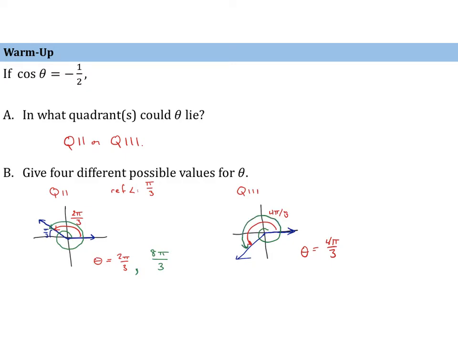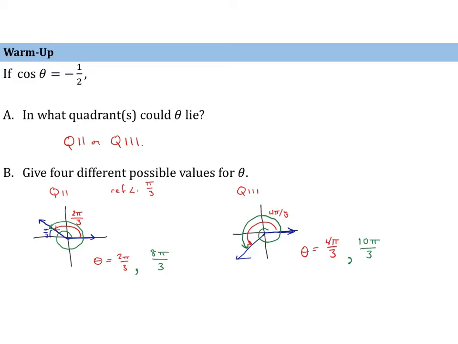Now again, we could go around another revolution. If we did that, that would be 2 pi added to that 4 pi over 3, which would be 10 pi over 3. Now, how many times could we do this? We're not restricted to just 4 different possible values for theta. I could keep wrapping around and do 2 pi over 3 plus 4 pi or plus 6 pi. Or I could go in the other direction and start subtracting 2 pi. All of these would be coterminal with that second quadrant. Likewise, with 4 pi over 3, we could do the same thing.